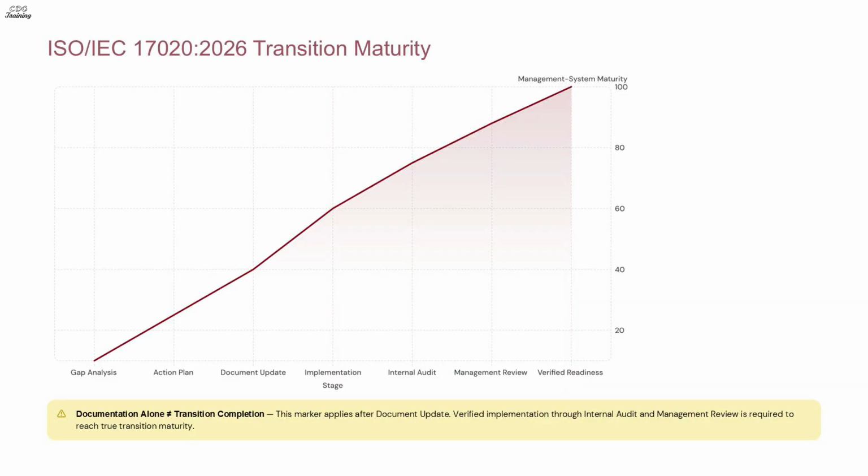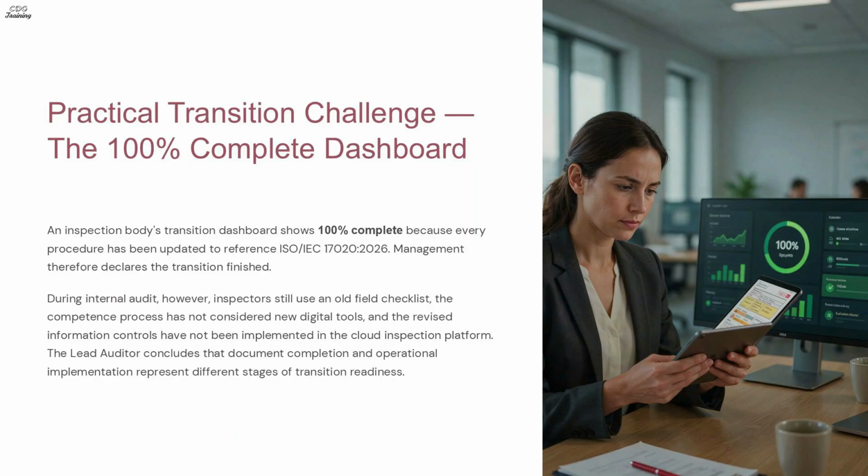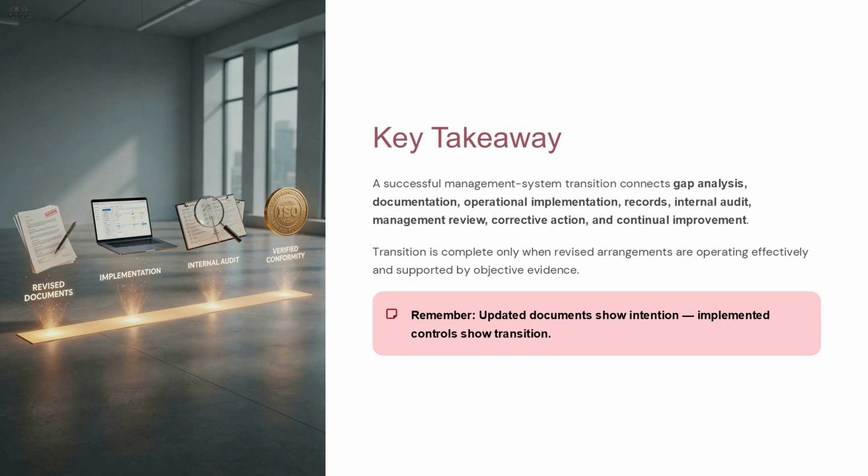The transition maturity graph shows the stages of implementation, from gap analysis to verified readiness. Documentation alone doesn't complete the transition. Verified implementation is required. A 100% complete dashboard may not reflect true readiness if underlying issues remain. Inspectors should use field checklists and consider new digital tools to ensure comprehensive transition readiness. A successful transition connects gap analysis, documentation, implementation, records, internal audit, corrective action, and continual improvement. Transition is complete only when revised arrangements are operating effectively.